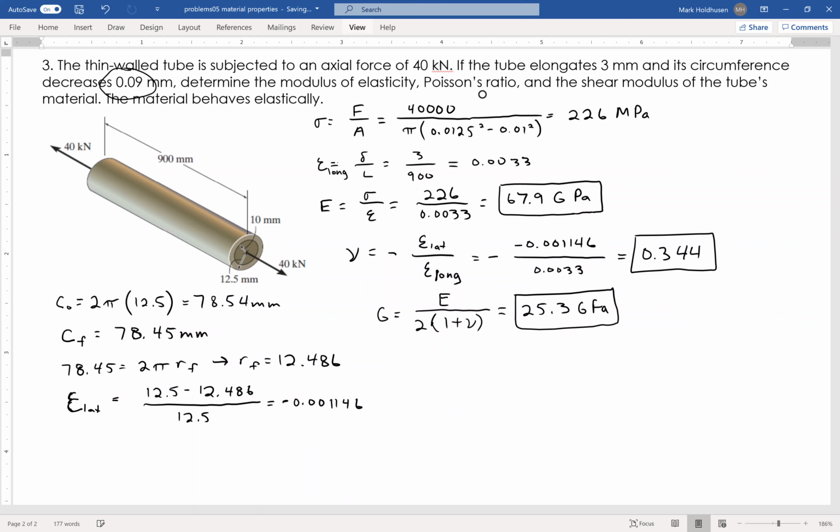So again, remember Young's modulus is stress over strain within the proportional limit. Okay, so I get all that. Then I can find the lateral strain using the change in the radius. Once I get that lateral strain and the longitudinal strain, I can find Poisson's ratio. Once I know Young's modulus and Poisson's ratio, I can find the shear modulus.